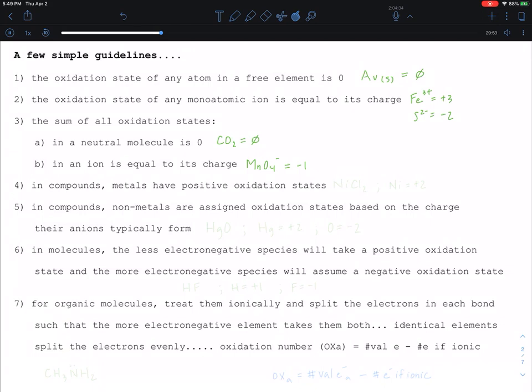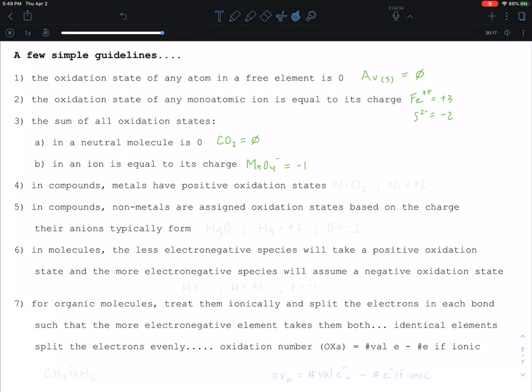I can go ahead and calculate the oxidation state of the manganese in that particular ion because I know that oxygen is typically negative two, unless it's bonded to itself. If I set that whole thing equal to negative one, I can say negative one equals X plus four times negative two, solve for X, and you know what the oxidation state of the manganese was.